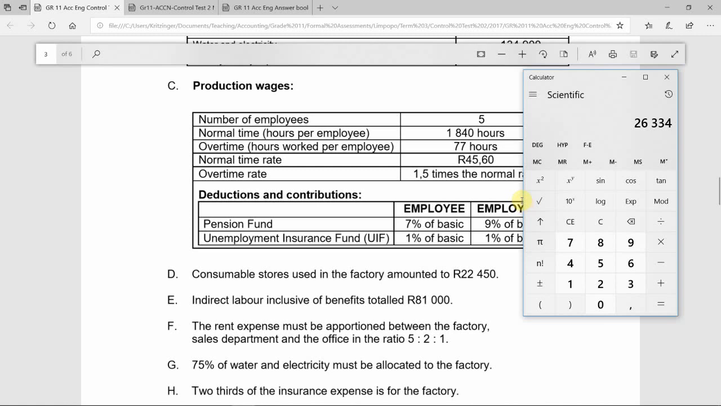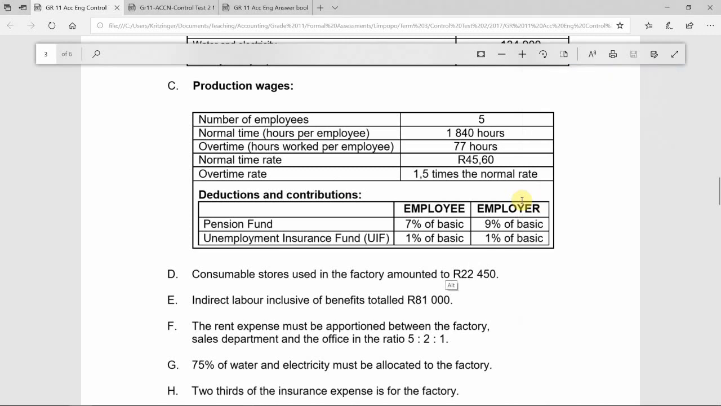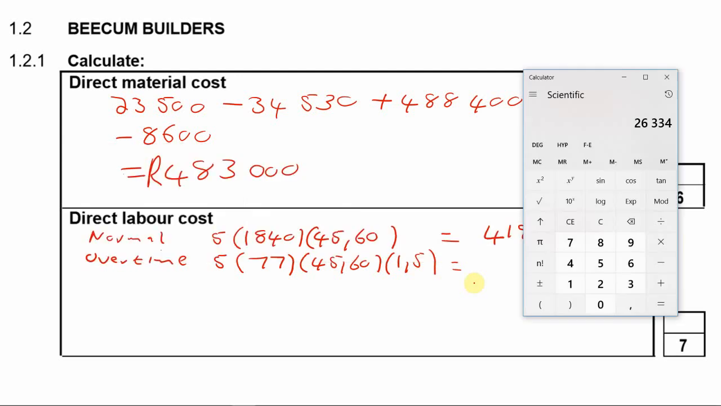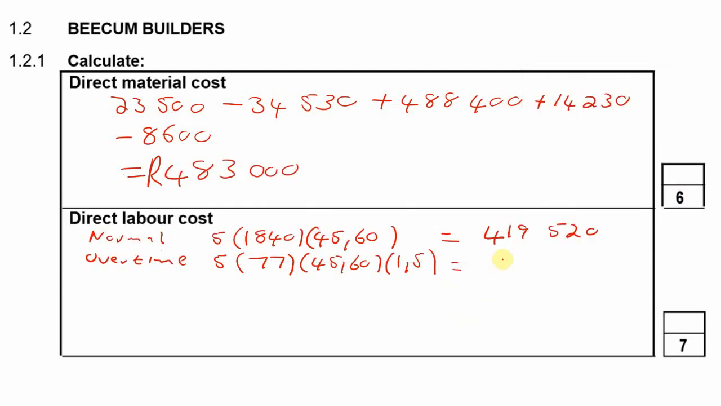So let's show our calculation. So it was the 77 hours times the 5 employees. So we have the 5 employees times 77 hours times the normal rate, but still times 1,5 times. And we calculated it as 26,334 Rand.